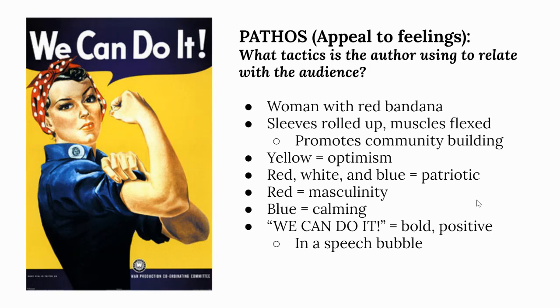Then I look at the colors that are being used here. So I look at yellow. Yellow brings a feeling of optimism, brings positivity. When you look at the combination of red, white, and blue, right, you see the blue in her work uniform, you see the red and white in her bandana, and then there are blue areas in other parts of the poster. First, that tells me that this is a patriotic symbol, right? Rosie the Riveter is an American icon.